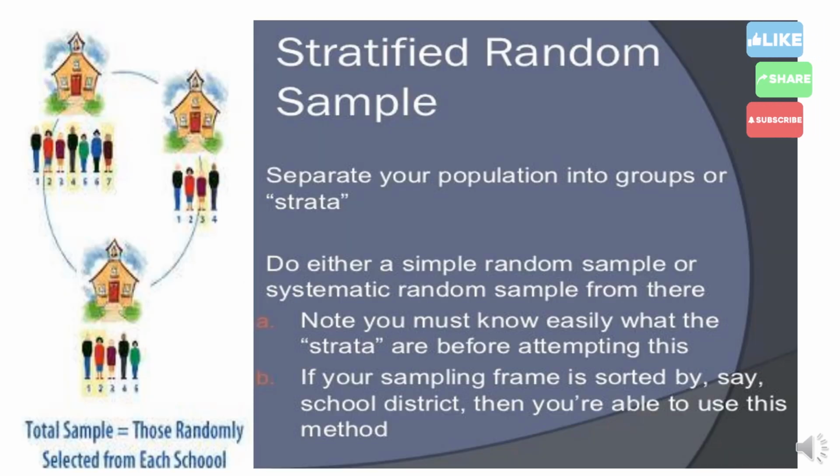There is the stratified random sample. Stratified sampling separates your population into groups or strata. Do either a simple random sample or a systematic random sample from there. Note, you must know what the strata are before attempting this. If your sampling frame is sorted by, say, school district, then you are able to use this method, like a total sample equal to those randomly selected from each school.